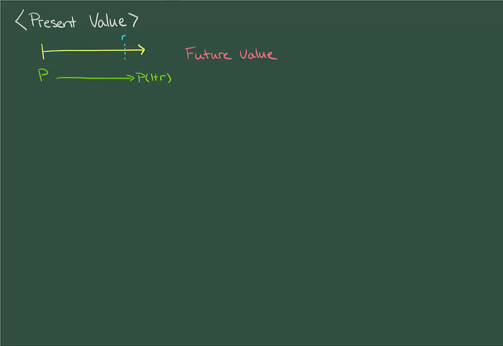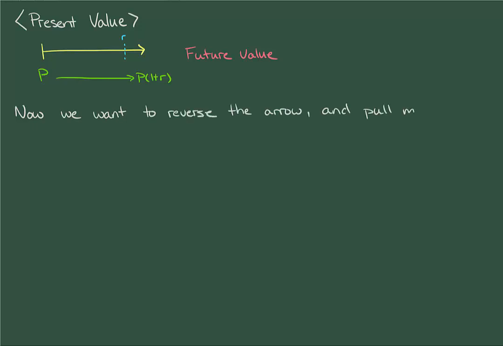So far we've been talking about future value, where we start with the principal P, we move it forward through time, and we know that every time we pass through a compounding event at a rate R, we pick up this little term 1 plus R. So now our goal is going to be to reverse this green arrow.